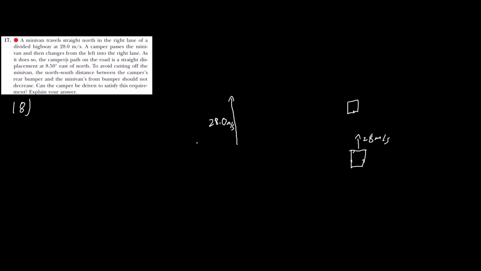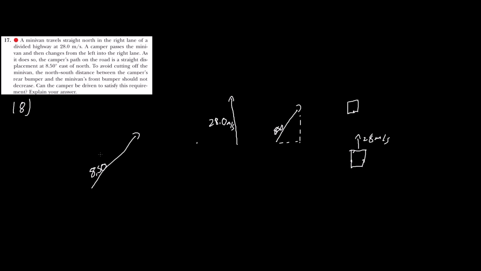Now since we got that out of the way, the camper's displacement on the road is 8.50 degrees east of north. East of north, I believe that's this angle right here, 8.50 degrees. I think this is getting there. This is a straightforward problem then. That's going to be the displacement angle basically. All right, folks, this is pretty straightforward if you think about it. So this is going to be the displacement angle.